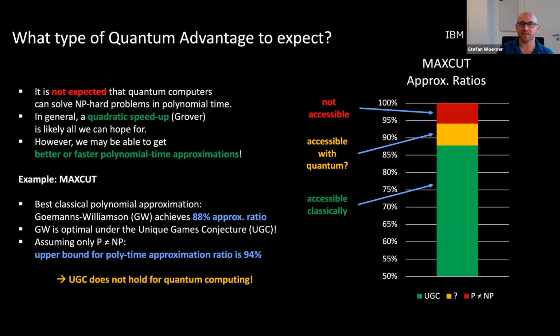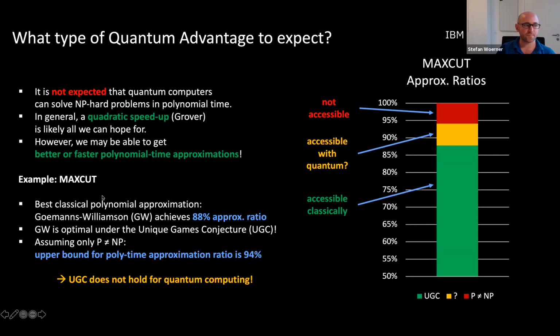Now, why does it make sense to warm start quantum optimization? This is now a little bit of complexity theoretical discussion. First, it's not expected that quantum computers can solve NP hard problems in polynomial time. This is unproven, but this is a widely accepted conjecture that NP hard problems also won't be solvable in polynomial time on a quantum computer. In general, we only expect a quadratic speed up for NP hard problems. However, we may be able to actually get better approximations, so efficient approximations like the Goemans-Williamson approximation, where we have a certain approximation ratio guarantee. And I'd like to again discuss this on the example of max-cut.